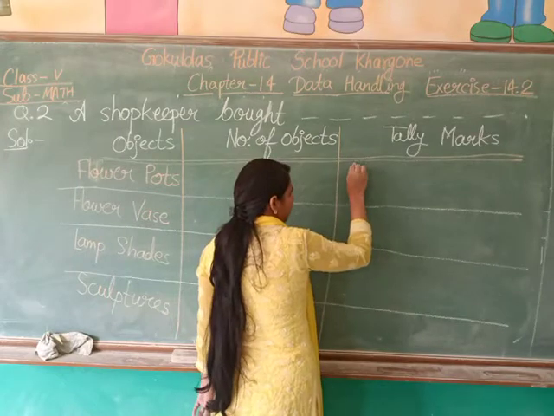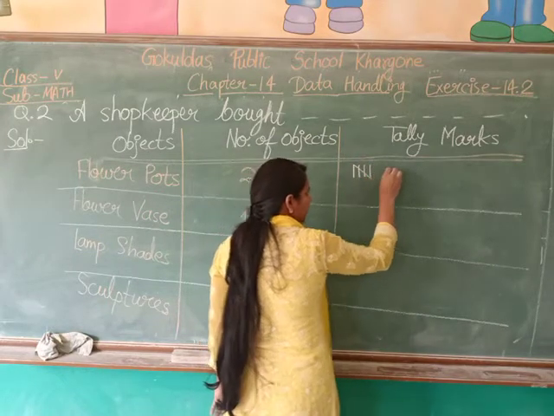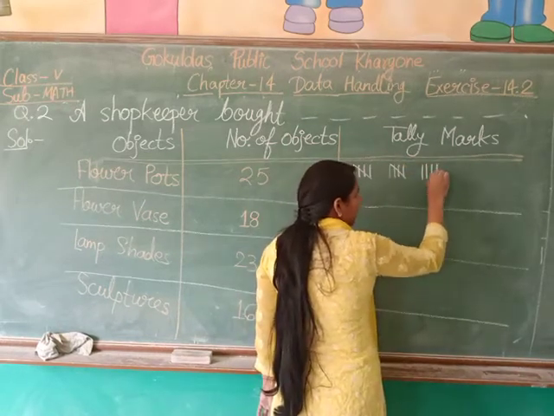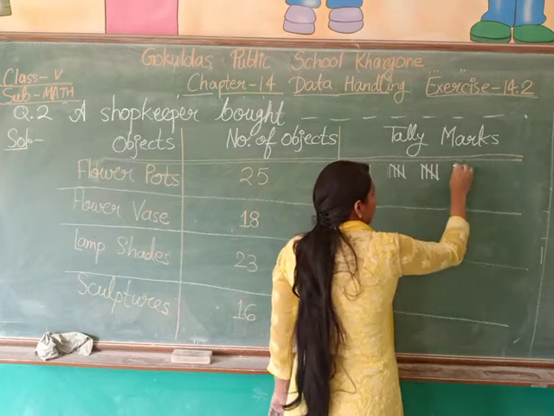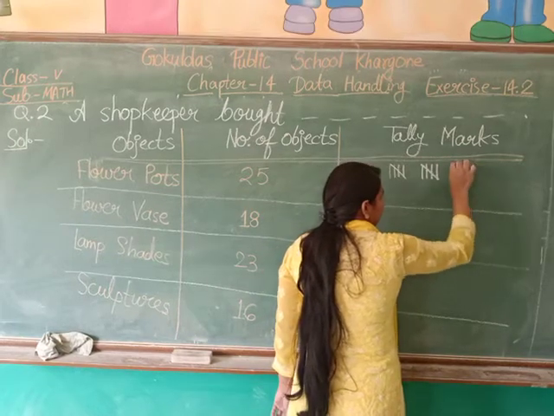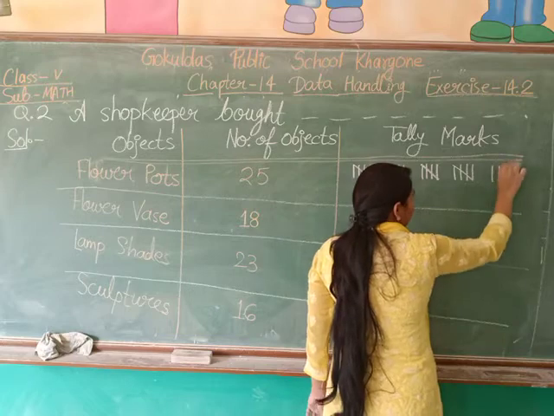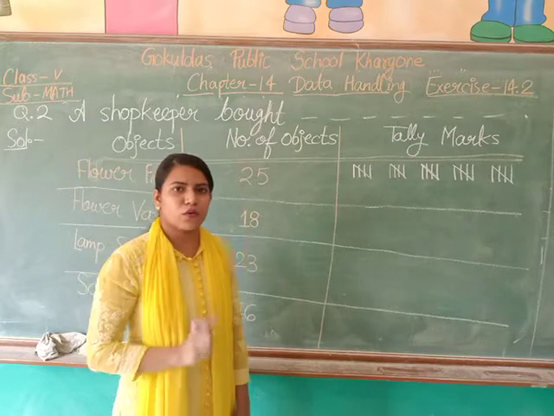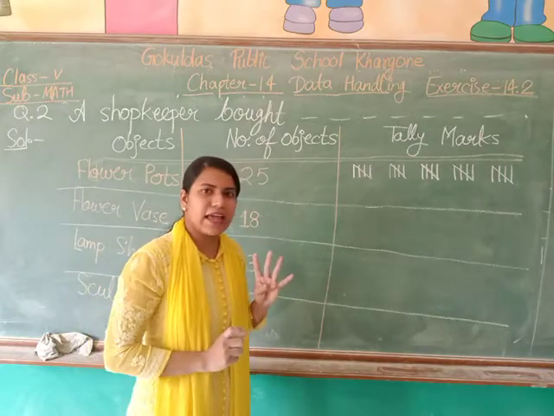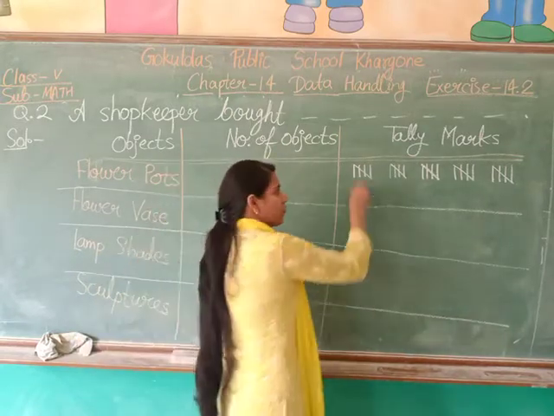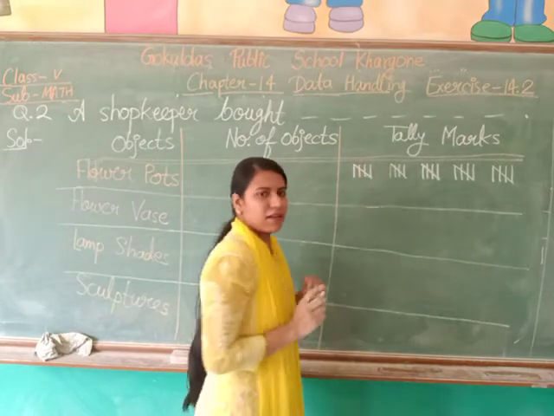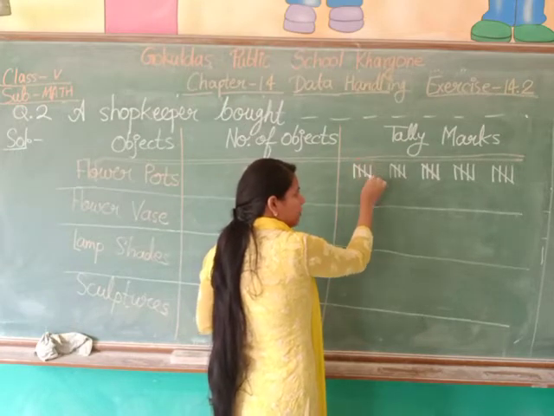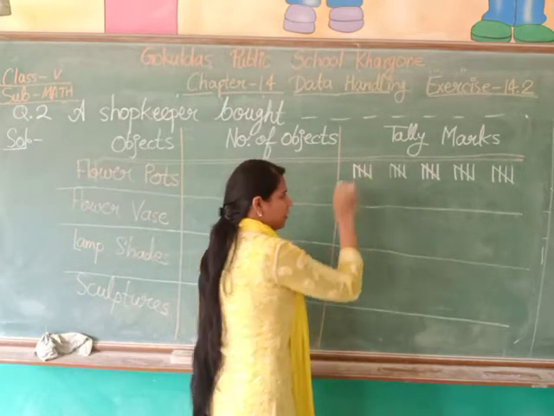How? See here. 1, 2, 3, up to 15, 16, 17, up to 25. We will represent data in groups of 5. 4 vertical lines, and to represent 5 we draw a diagonal line, which is from the top of the first line to the bottom of the last line.